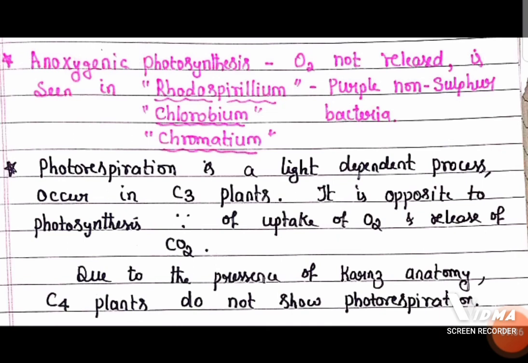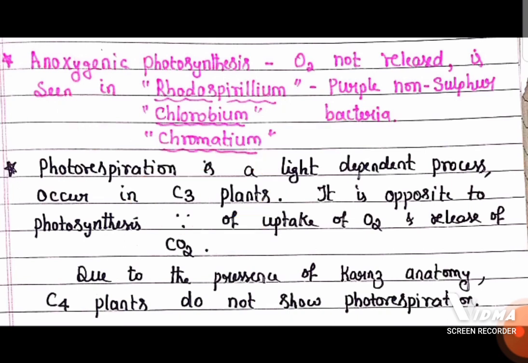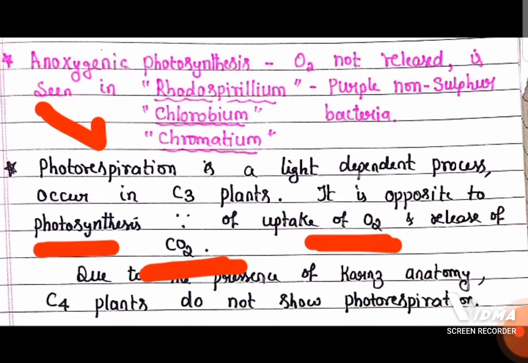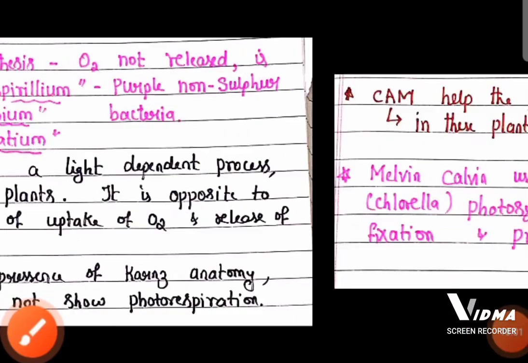And remember, photorespiration is a light dependent process. It occurs only in C3 plants. In C4 plants, there is no photorespiration. So we have to differentiate C3 plants and C4 plants based on photorespiration. Okay, and photorespiration is opposite to photosynthesis because in photorespiration there is an uptake of oxygen and release of carbon dioxide. Okay, and C4 plants cannot perform photorespiration because of Kranz anatomy.